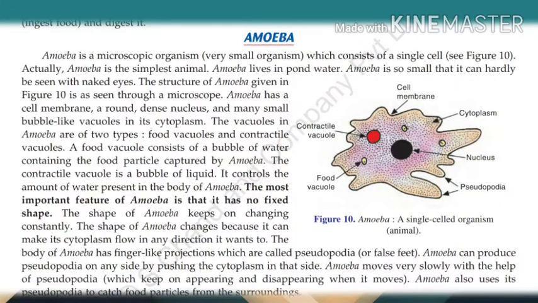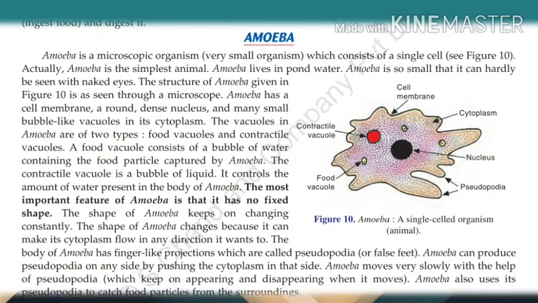Amoeba moves very slowly with the help of pseudopodia, which keep on appearing and disappearing when it moves. Okay. That is why it is called false feet. So it is because of pseudopodia that amoeba can move. Amoeba also uses its pseudopodia to catch food particles from the surroundings. So this is another function of pseudopodia. They help to catch food particles from the surroundings. Understood?